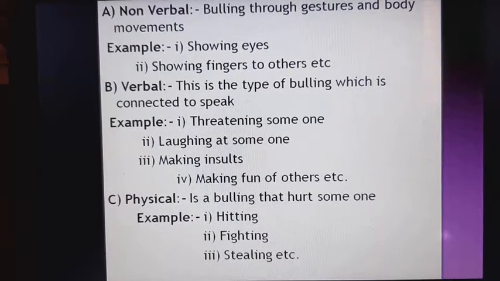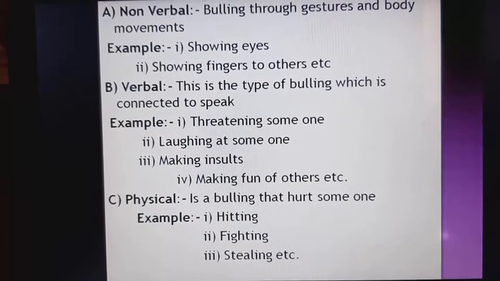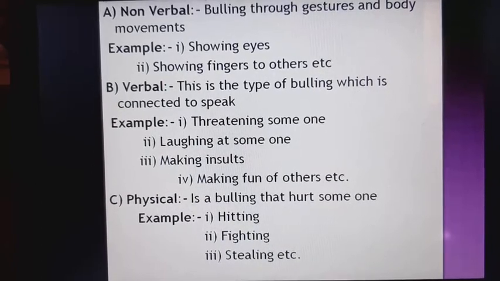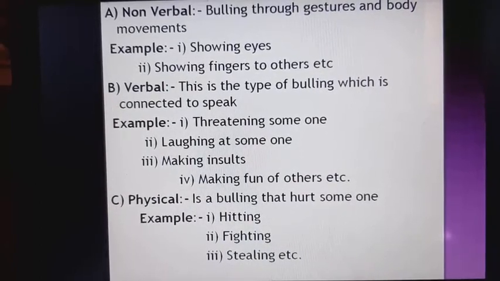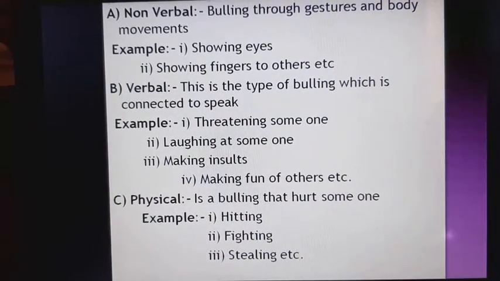B. Verbal. This is the type of bullying which is connected to speech. Example: first, threatening someone. Second, laughing at someone. Third, making insults. Fourth, making fun of others, etc.